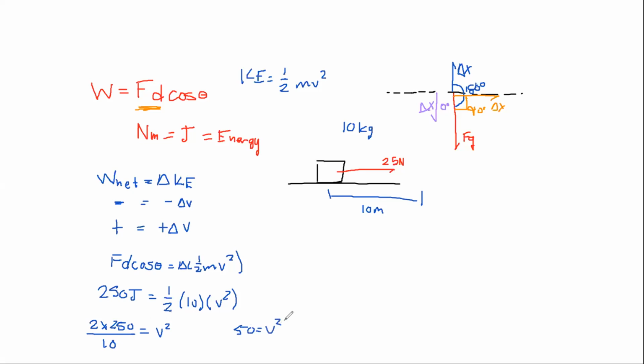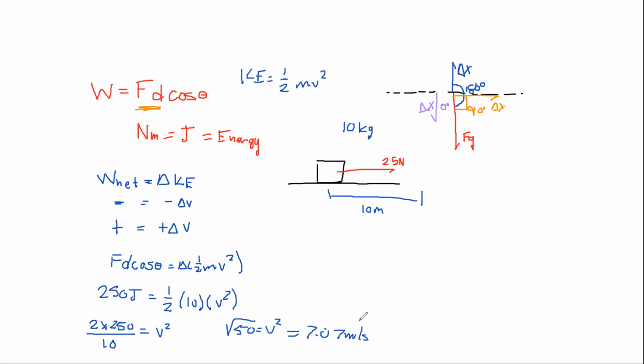How do I solve for v? Take the square root of 50. What's the square root of 50? 49, 7. So it's going to be just over 7. The value ends up coming out to be 7.07 meters per second.